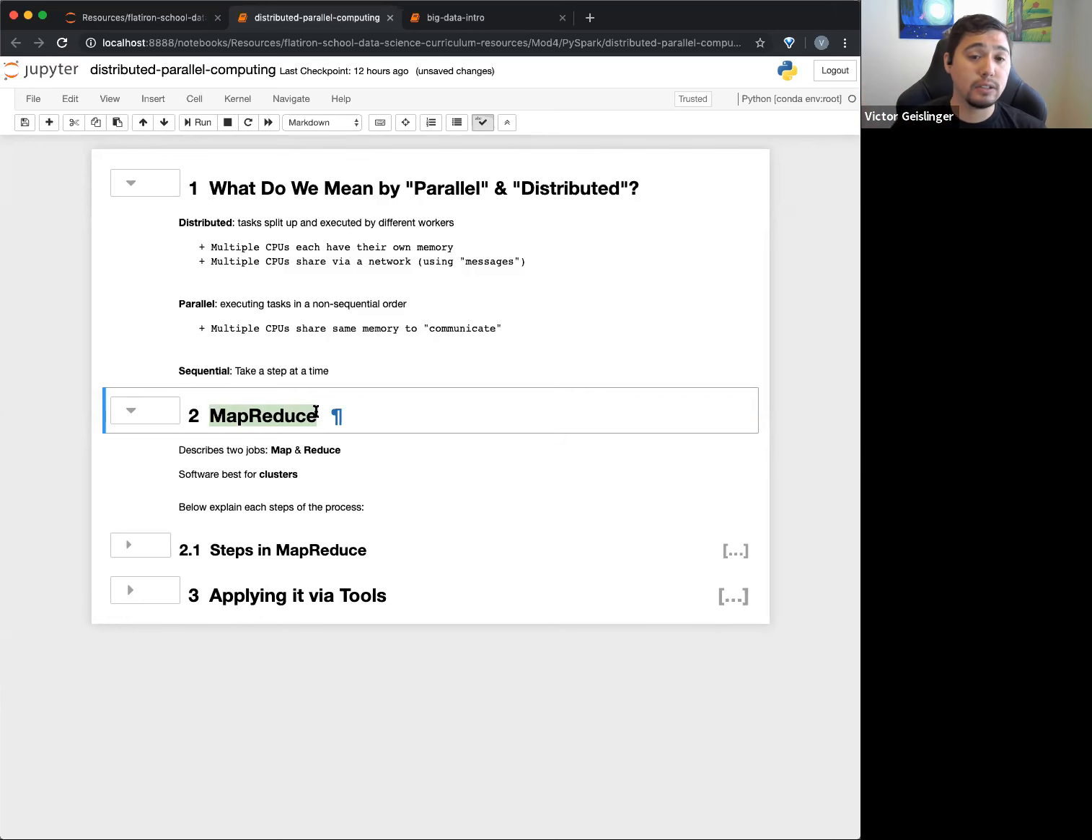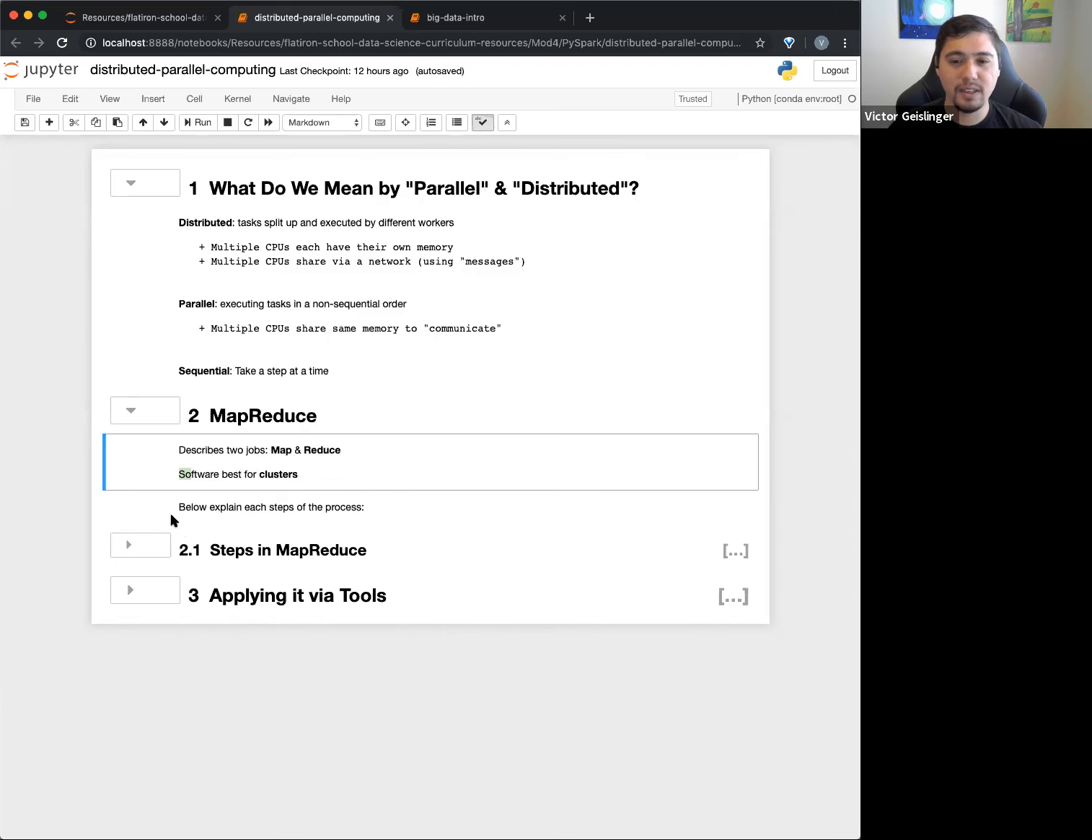Essentially it's literally describing two jobs, because I guess computer scientists are really boring sometimes, and they just call it map and reduce, and put MapReduce. So you have just two different parts: you're mapping it and you're reducing it. It's a little more complicated than that, but that's essentially the big part. When you're designing software or an algorithm, it's best for clusters because you can do things in parallel over a distributed network.